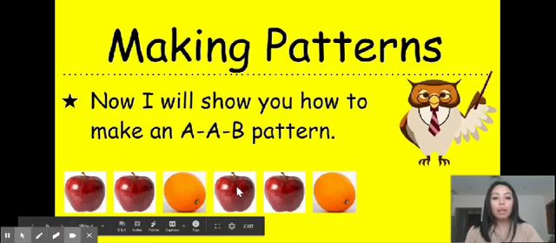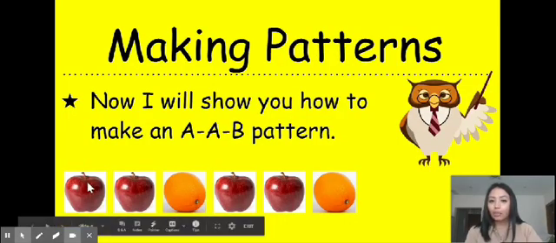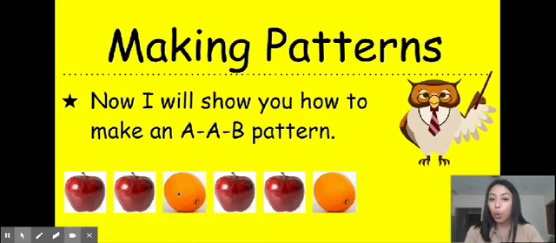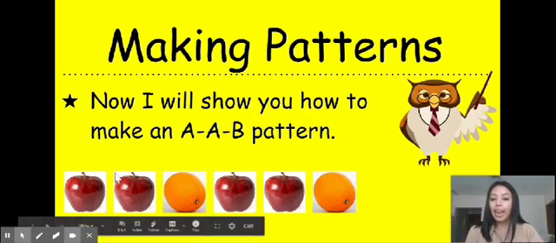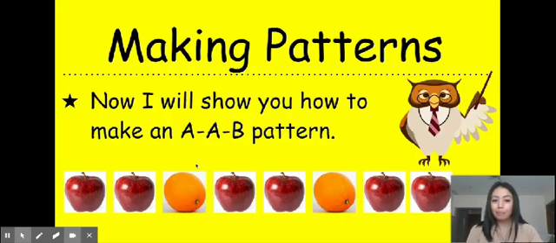So apple, apple, orange, apple, apple, orange. I wonder what's next in this AAB pattern. Remember, A is for apple, and B in this pattern is for orange. And we are making an AAB pattern. The next one in this pattern is an apple. And the next one is an orange.